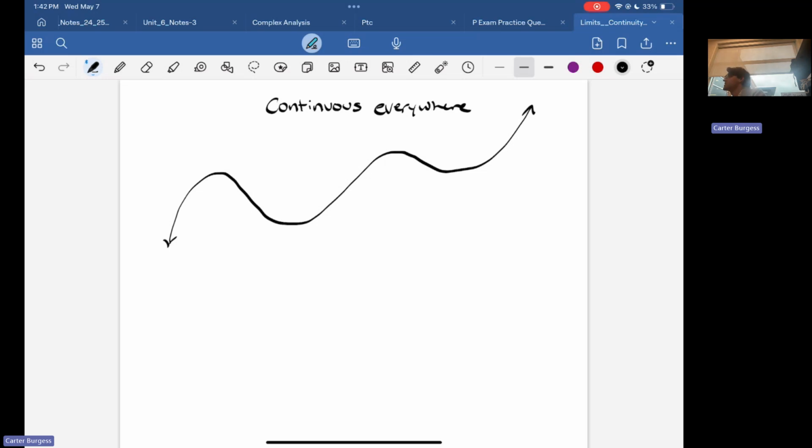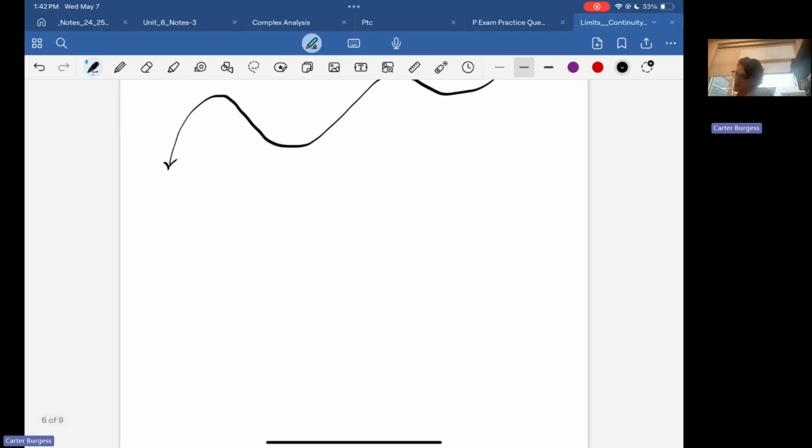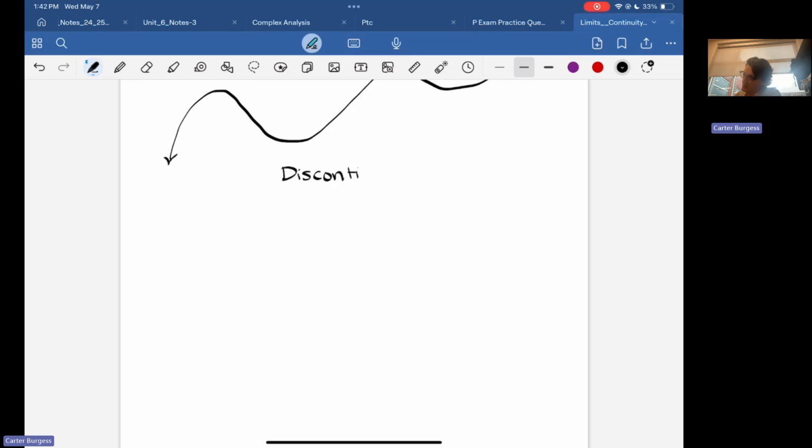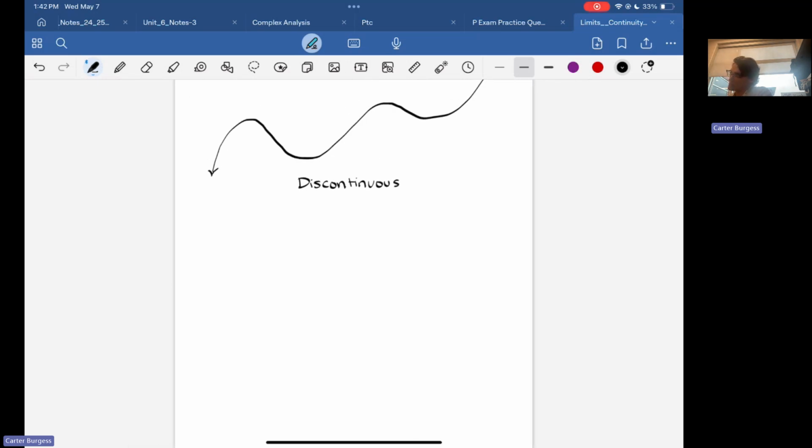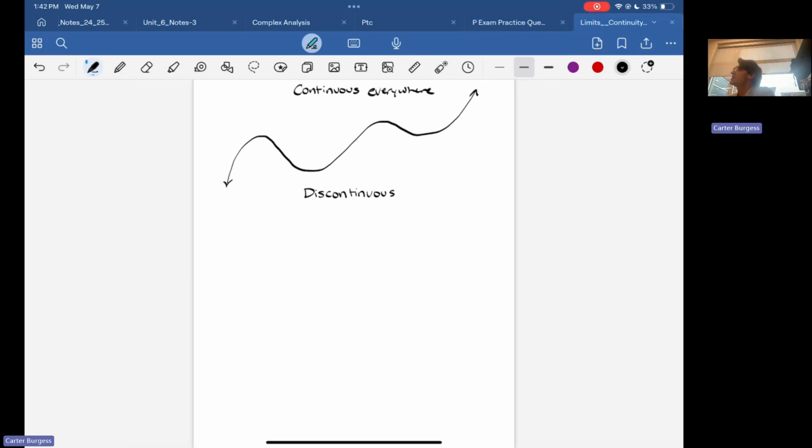We could also have functions that are not continuous everywhere. So discontinuous functions would be functions where this is not the case.